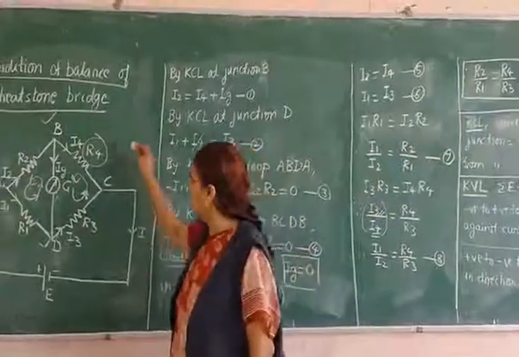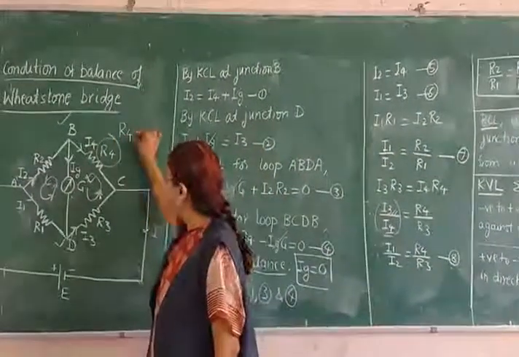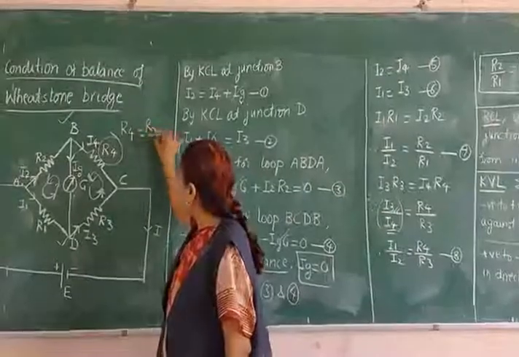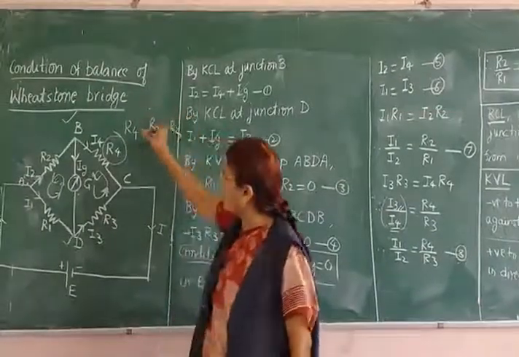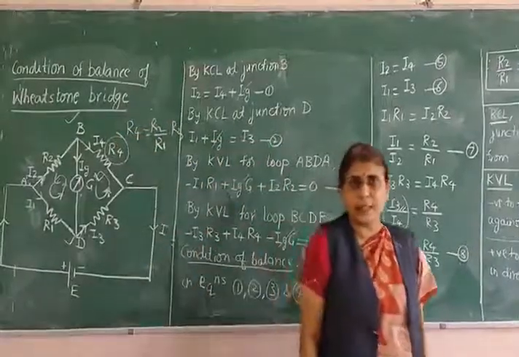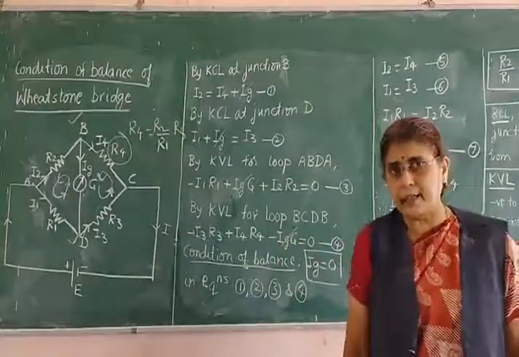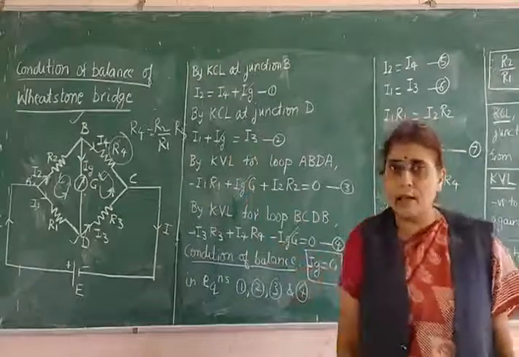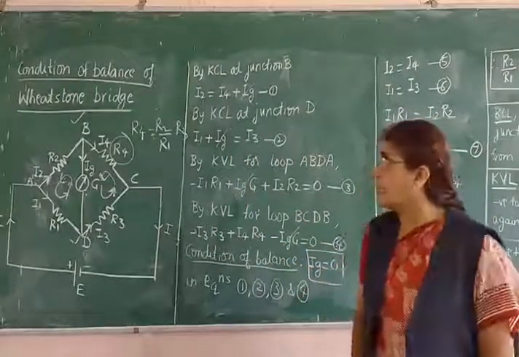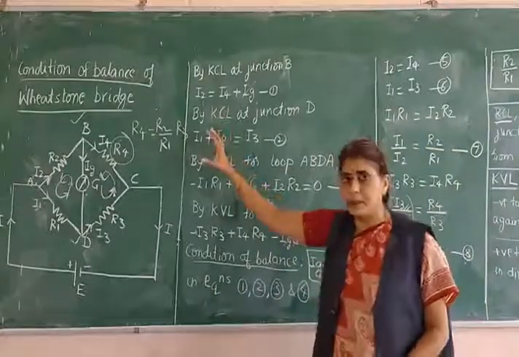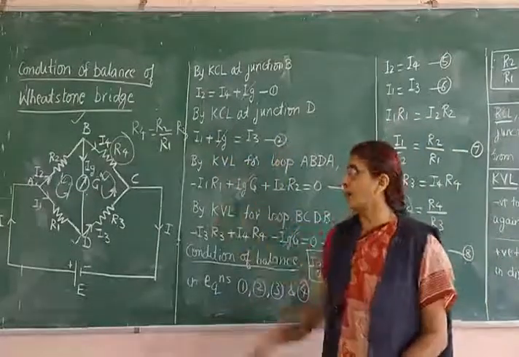What will R4 be then? R4 will be equal to R2 upon R1 into R3. So these three are known, and you can find out the unknown resistance. If 3 resistances are known and 1 is unknown, you can find out the unknown resistance using the Wheatstone's bridge. So this is the condition of balance of Wheatstone's bridge using Kirchhoff's laws.